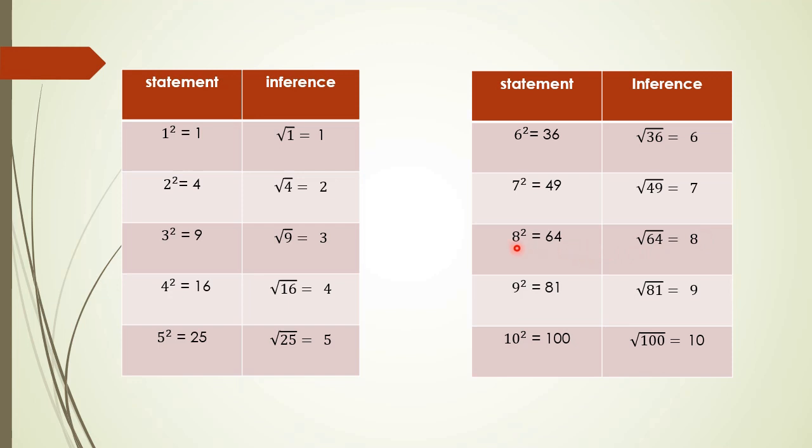If a child writes 8 square equal to 64 and another child writes square root of 64 is equal to 8, really, both equations mean the same thing, right? 9 square equal to 81. Square root of 81 is equal to 9. 10 square is equal to 100. So what's the square root of 100? We can write it as 10. Okay, children?